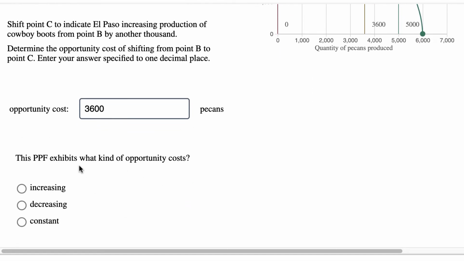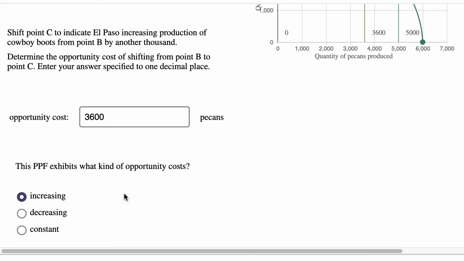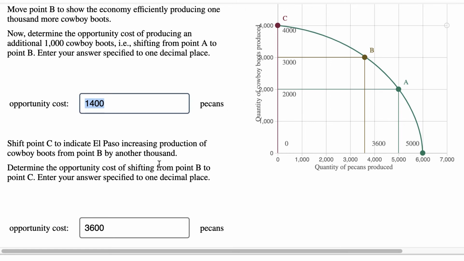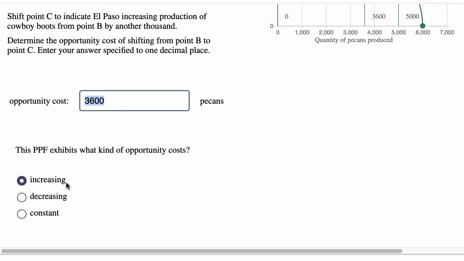This PPF exhibits what kind of opportunity cost? Well, increasing. And that's kind of the whole point of this problem. We spent a decent amount of time talking about this in class, but with the curved line, what you're seeing is that going from A to B, it only cost us 1,400 pecans. But going from B to C, getting that extra 1,000 cost us 3,600. That's an example of increasing opportunity costs.